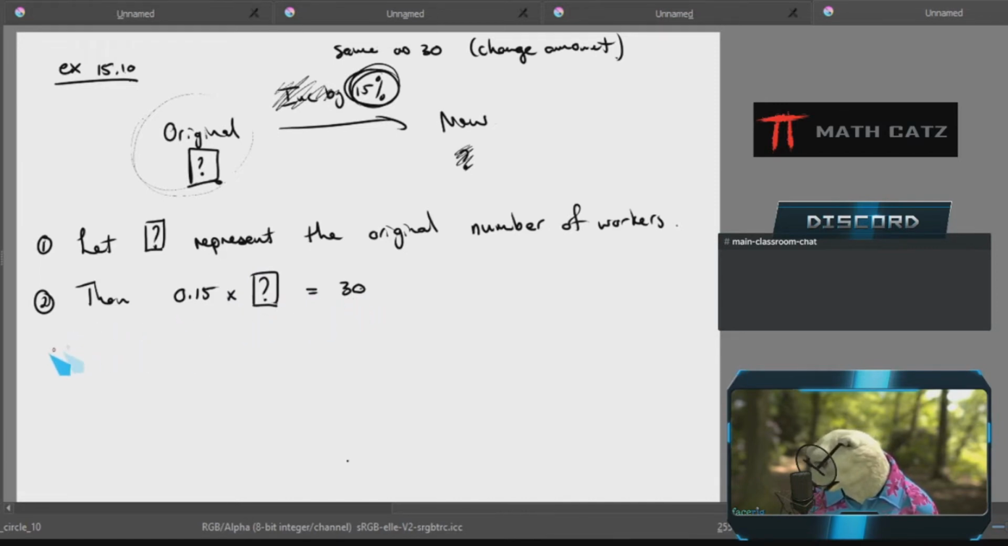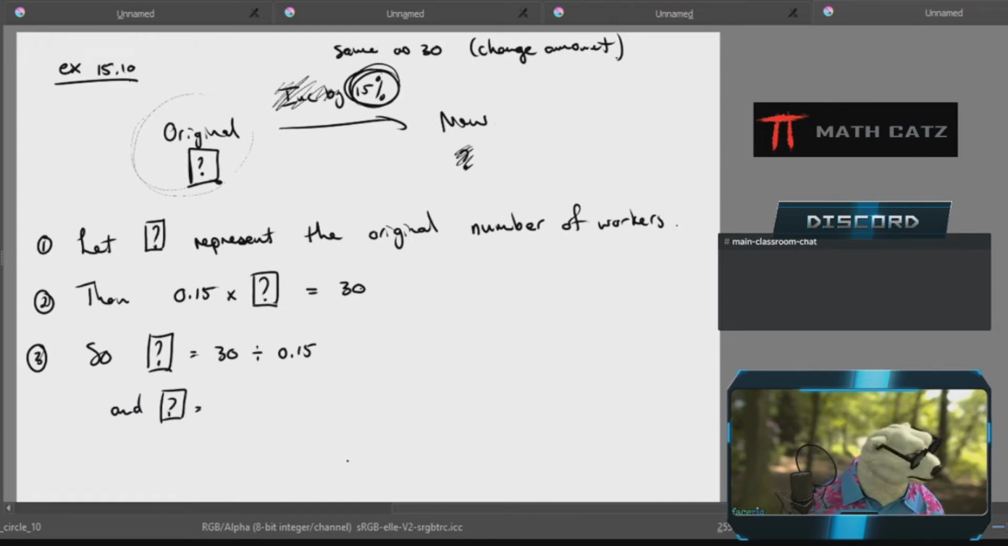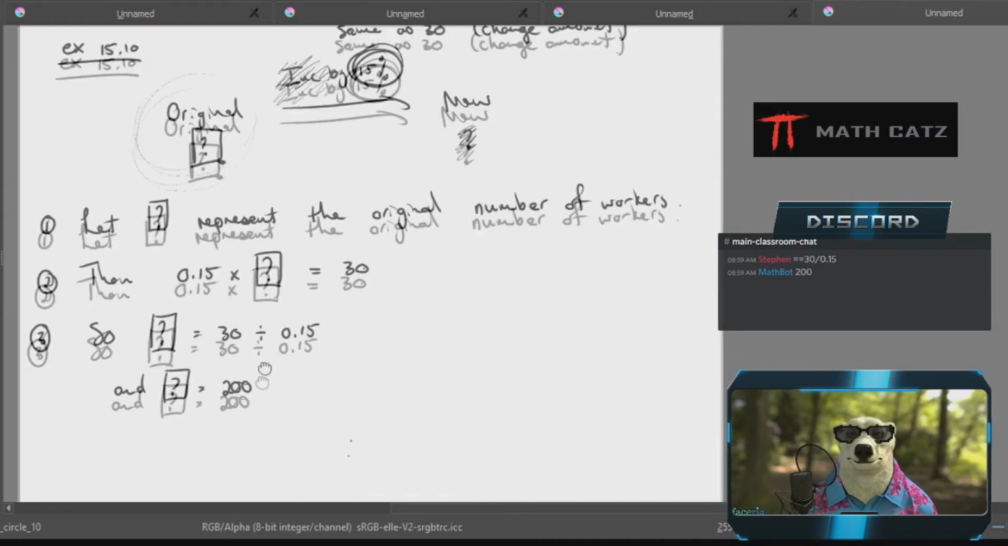I can rewrite this again to see what question mark in a box is going to be. So yes, it's similar, but it's not the same, of course. And we get question mark in a box. Let's see what we get. I don't know what we get. 30 divided by 0.15. A nice 200. That's convenient.